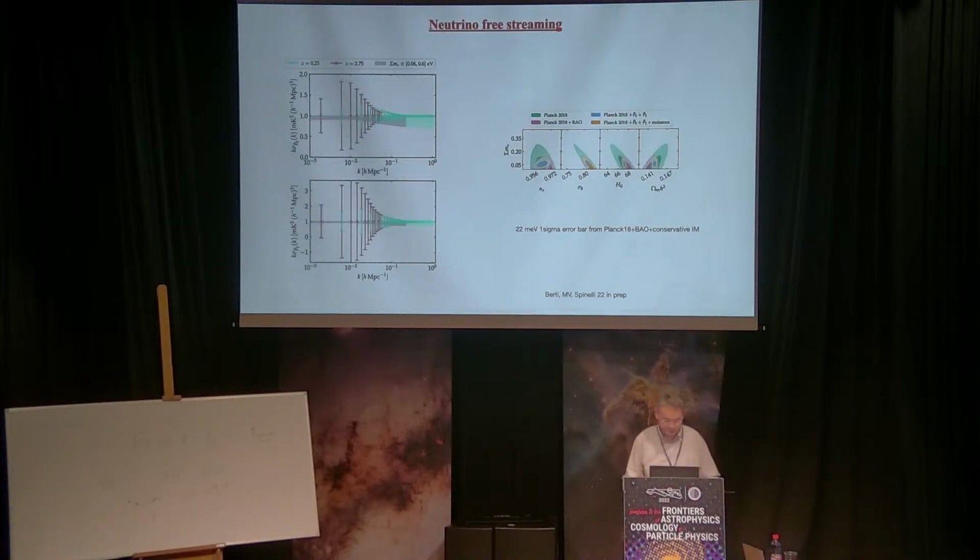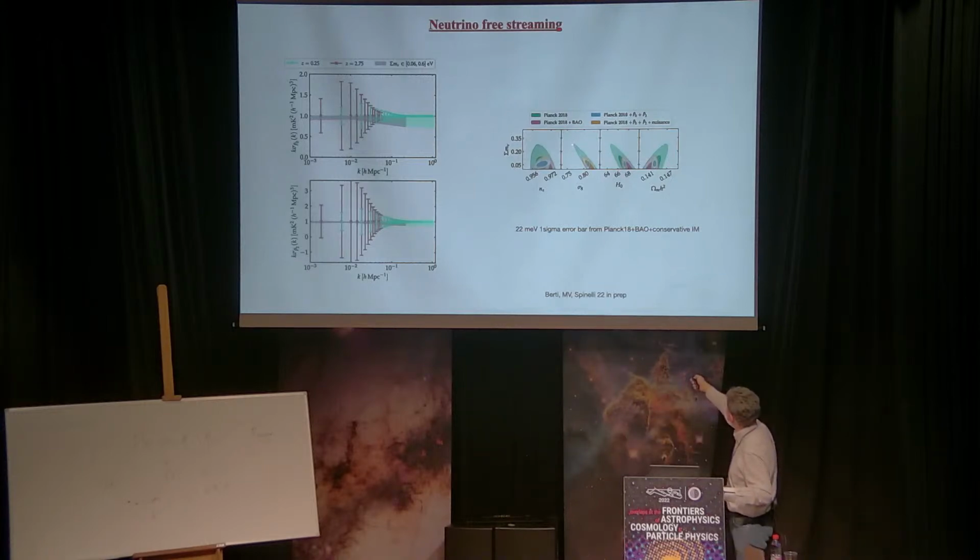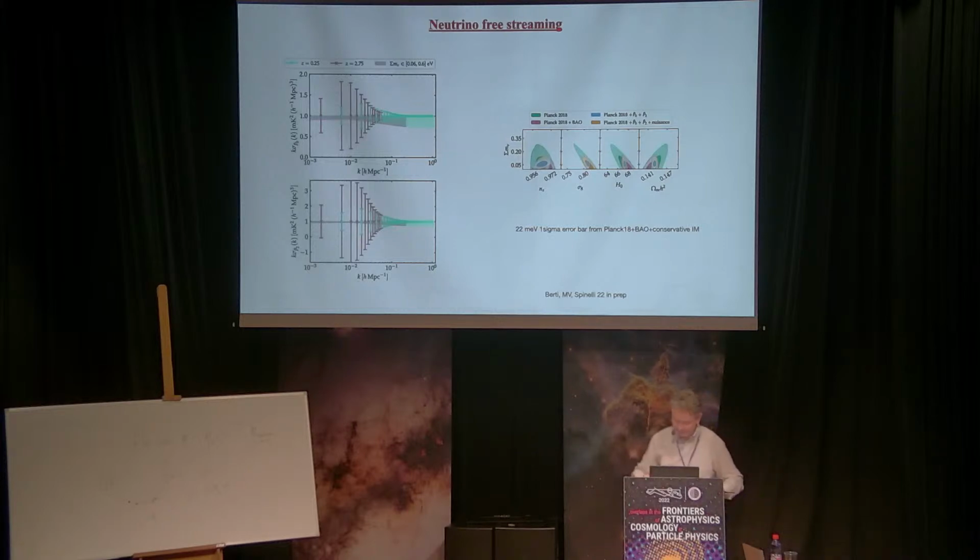precision to some extent. And also, what you see here is maybe the degeneracy. You see Planck goes like this, total neutrino mass and sigma 8, and then you have intensity mapping going in this direction. So you tend to break the degeneracy, they have different degeneracies.